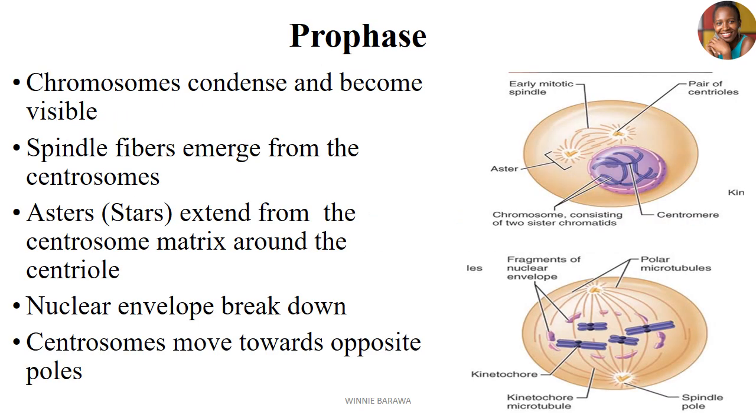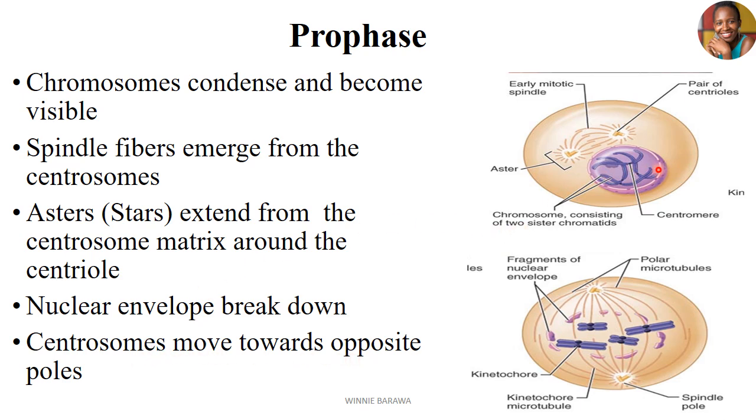So exploring prophase, because this is the first stage of mitosis. In the prophase stage, being the first stage, this is the stage where the chromosomes begin to condense and they become visible. The spindle fibers emerge from centrosomes or the centriole areas here, and we form stars, or what we call asters. So asters extend from the centrosome matrix around the centromeres. The nuclear envelope breaks down and the centrosome starts to move towards the opposite poles.